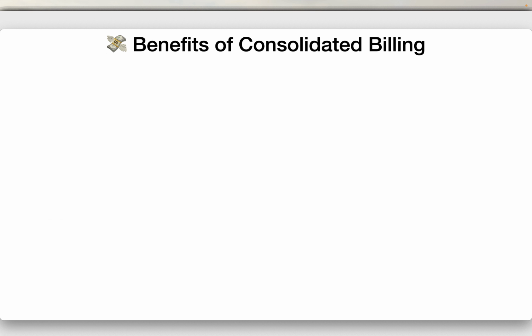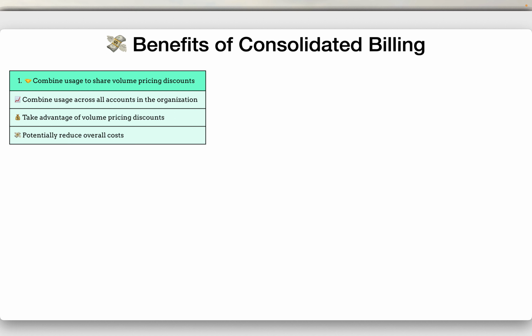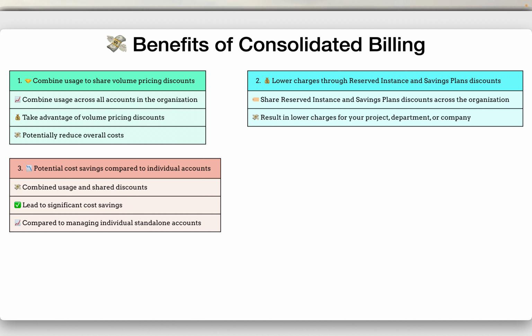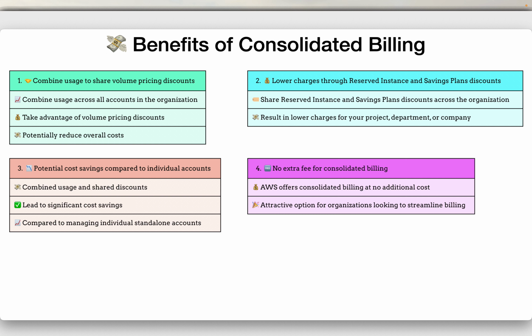So, some benefits of consolidated billing. First, by combining the usage across all accounts in the organization, you can take advantage of volume pricing discounts, potentially reducing overall cost. Second, consolidated billing allows you to share reserved instance and savings plans discounts across the organization, resulting in much lower charges for your project, department, or the company. The combined usage and shared discounts can lead to significant cost savings compared to managing individual standalone accounts. AWS offers consolidated billing at no additional cost, making it a more attractive option for organizations looking to streamline their billing process.